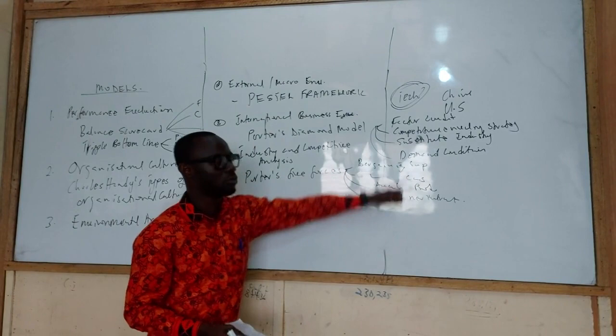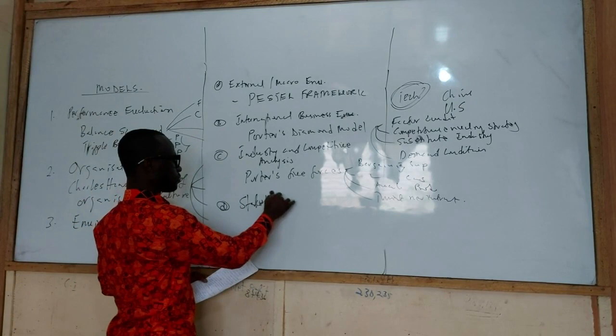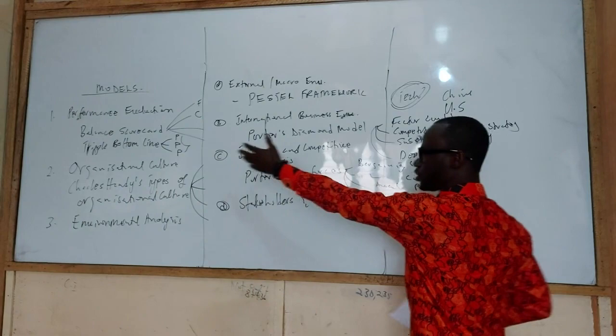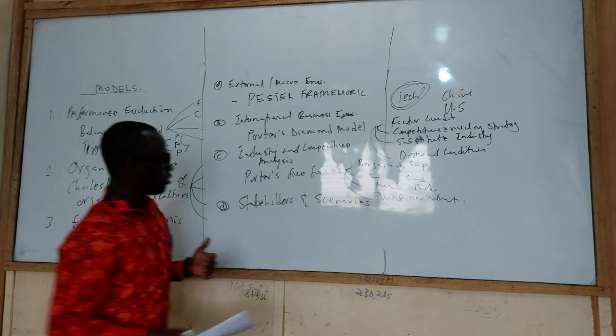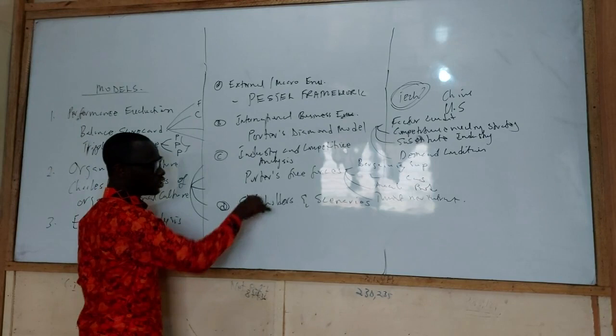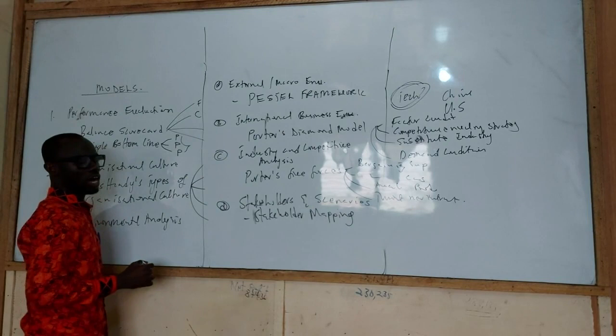Number five has to do with stakeholders and scenario planning. One of the things we'll be doing in this course is to understand our stakeholders. Our stakeholders are within the environment. So we need to know our stakeholders, and the way we know them is to use what we refer to as stakeholder mapping. It's a module we'll be looking at to find out how we can identify our stakeholders. Then another module here is called scenario planning.